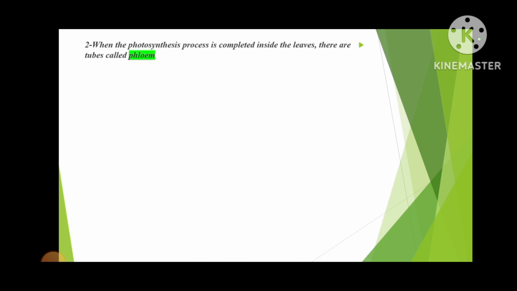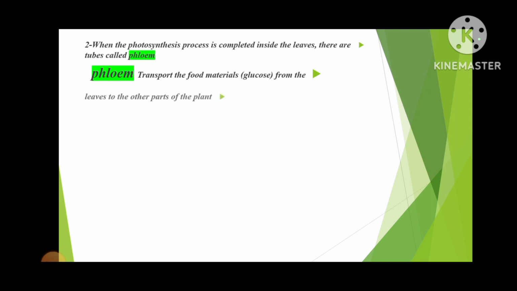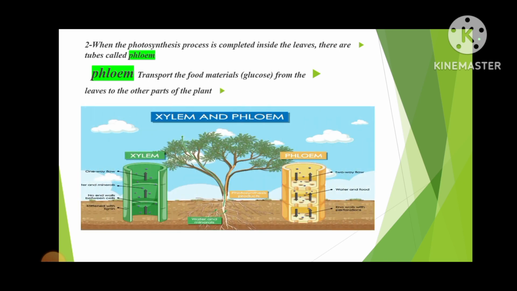The plant uses a special tube called phloem. Phloem transports food material, glucose, from the leaves to other parts of the plant. So the plant has two tubes: xylem that moves upward and phloem that moves downward. Xylem has one-way flow, taking water and nutrients from the root to the leaves. Phloem takes sugar from the leaves to each part of the plant.